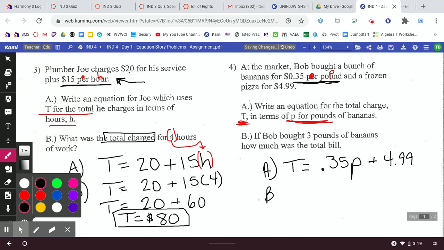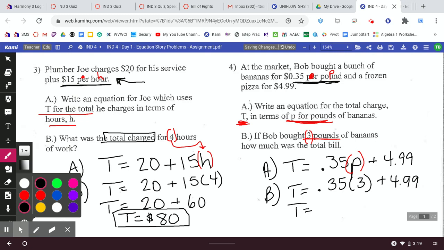Now B wants us to tally what would he spend if, right? There's that if. We're going to plug something in now. He bought 3 pounds of bananas. Well, again, right? The 3 pounds. Instead of P in our equation, we're going to substitute that 3 in for P because now we know that the pounds is 3. And so we get T equals, well, 0.35 times 3 plus $4.99. And then PEMDAS will do that multiplication first, so we get the total.